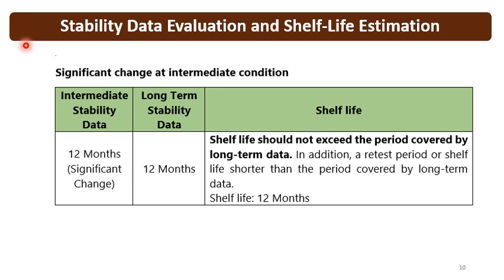If you have 12 months data, you will get 12 months stability period. If you have 24 months data for long term condition, you will get shelf life of 24 months. So from this we can understand that if the product is stable at accelerated, intermediate and long term, then you will get more shelf life or longer shelf life. If it is not stable at accelerated and intermediate, then shelf life can be assigned only based on the long term stability data.